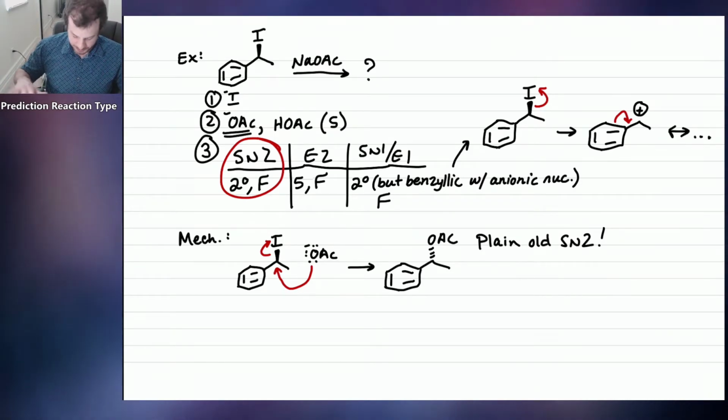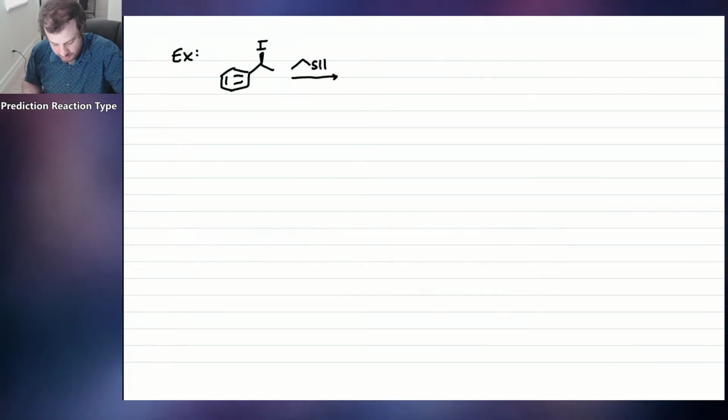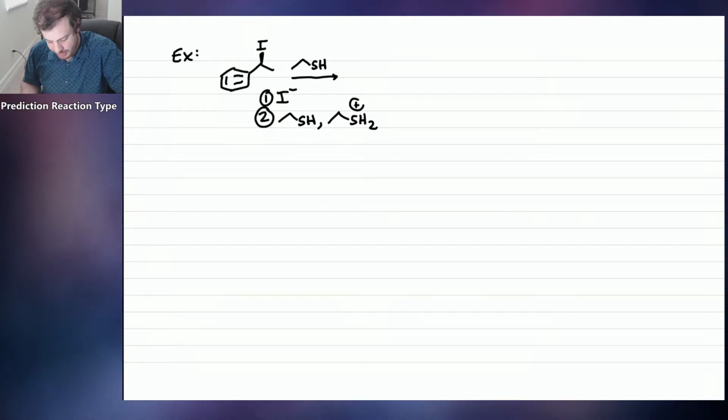Okay, let's try another example. Let's do the exact same substrate actually, because this has got interesting considerations. And we're going to change our nucleophile now to the thiol. Number 1, I minus, good leaving group. Number 2, nucleophile is the thiol. Conjugate acid of the thiol is the protonated thiol, which has a pKa of -7.